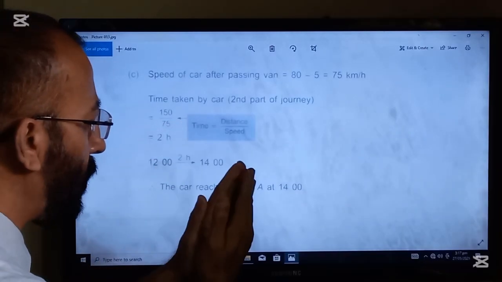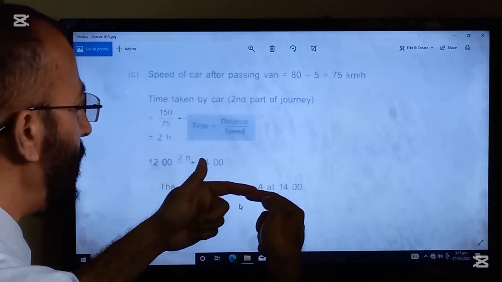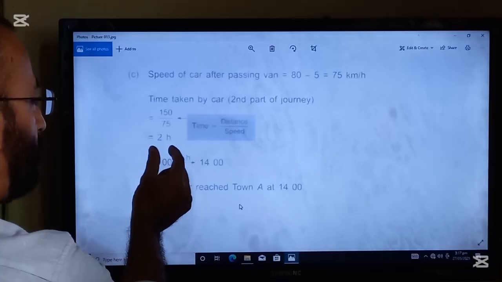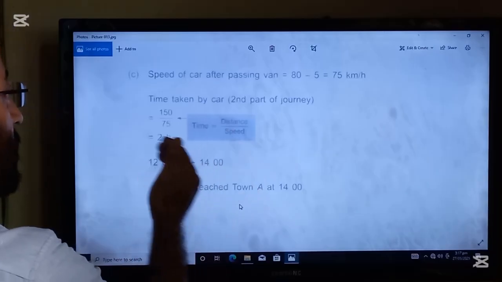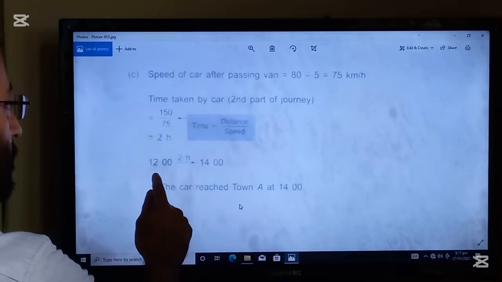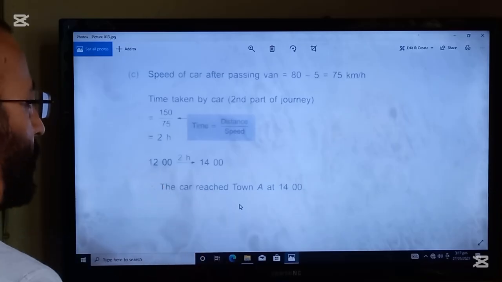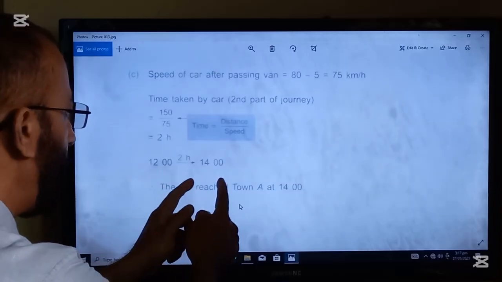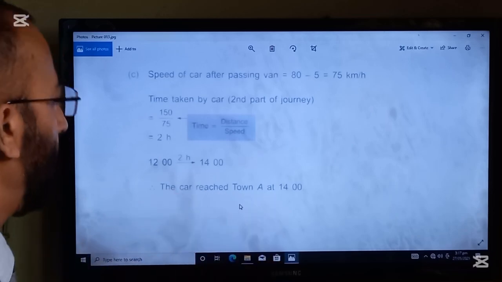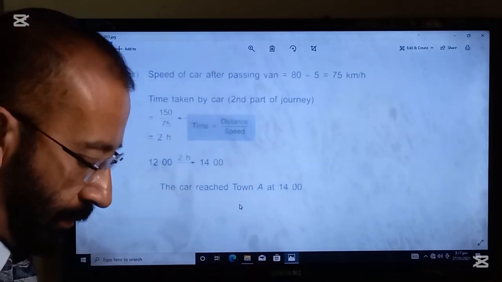So at 12 o'clock, both have crossed each other, and after that the car has taken 2 hours more to reach the destination. So add 2 hours to the 12. That will give us 14 o'clock. So this is the time at which the car will reach town A. So this is the answer.